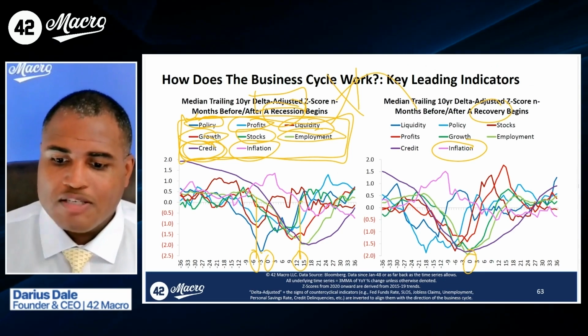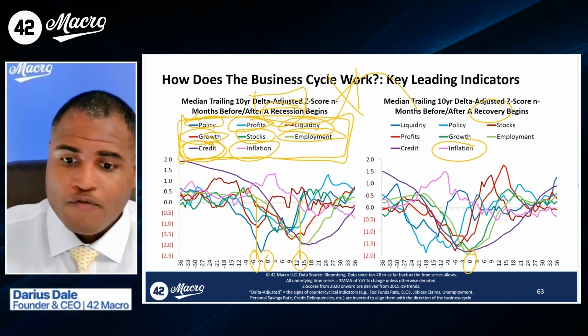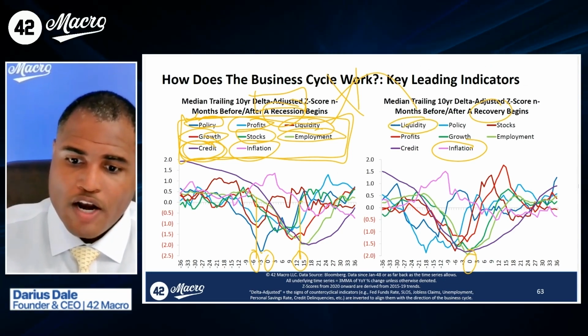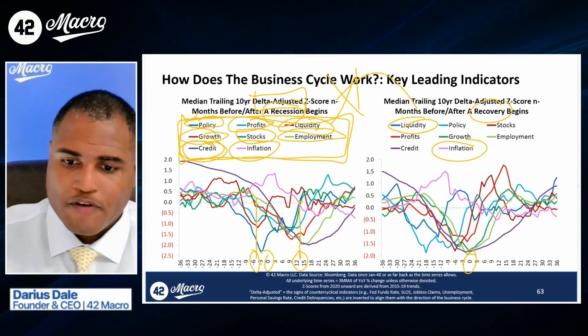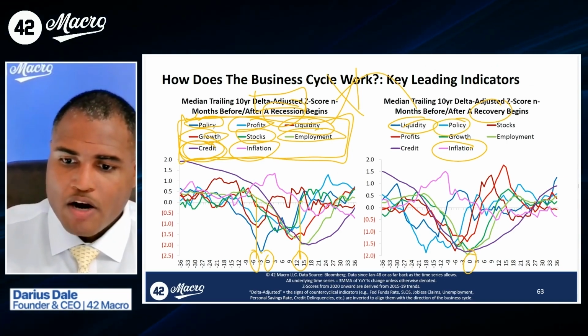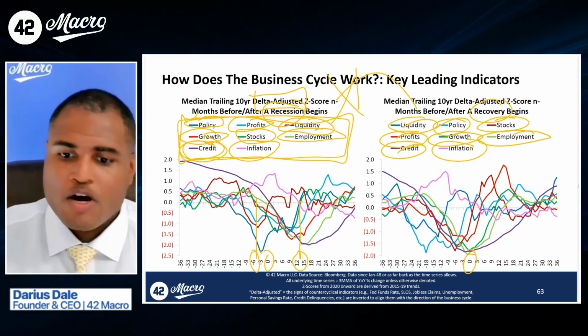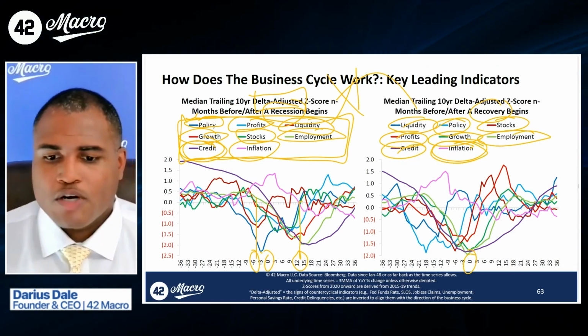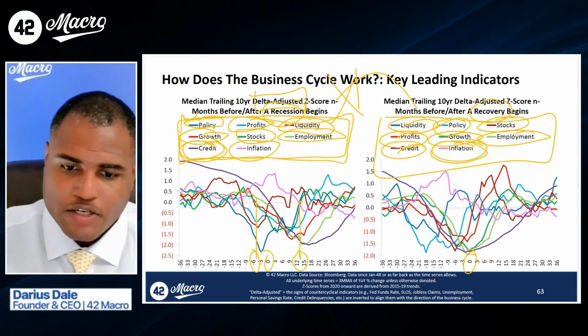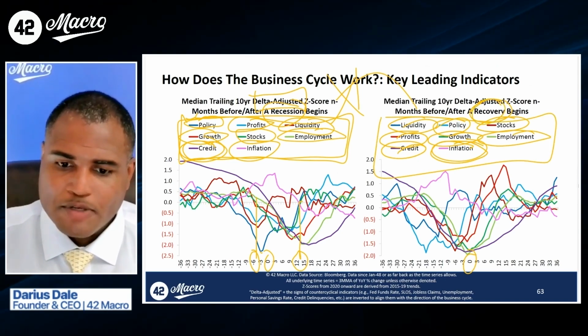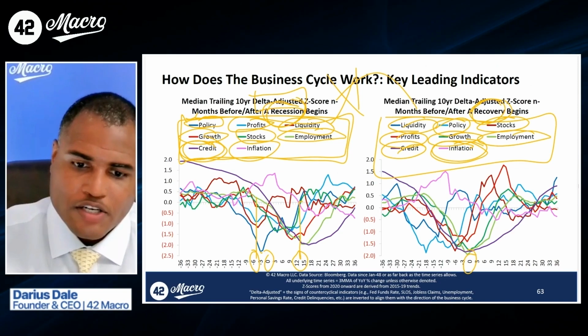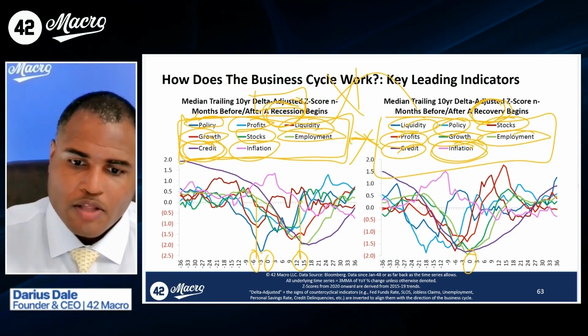So when we're looking at a business cycle upturn, the things to monitor are: liquidity gets better first, then policy eases, then the market recovers, then corporate profits start to recover, and growth broadly recovers, then unemployment recovers, then credit recovers, then finally inflation recovers. So notice that the order of operations in a recovery in a business cycle upturn is not the same order of operations as in a business cycle downturn. Those are not the same thing.